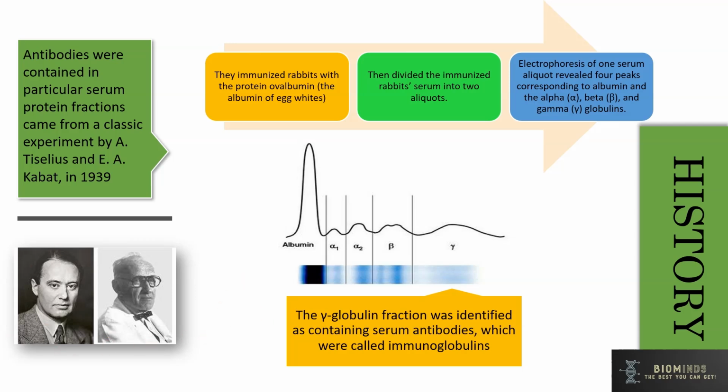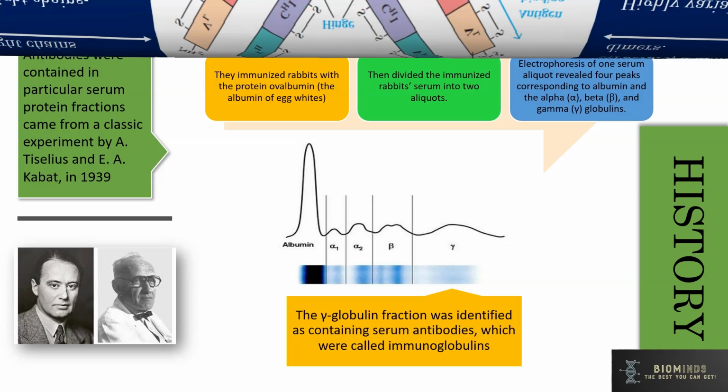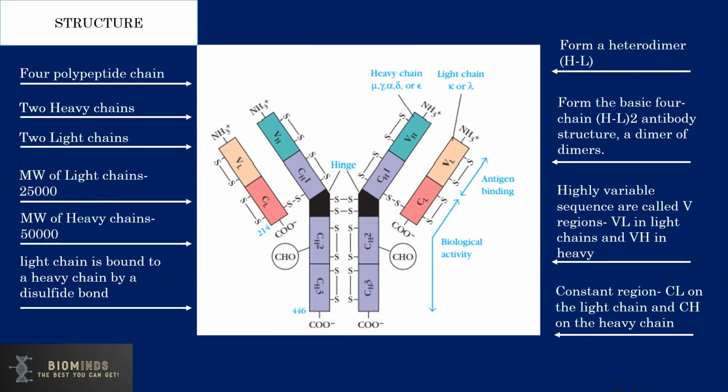So next topic is the structure. As we all know, the structure is Y-shaped. Antibodies are protein in nature. If it is protein, then it is a product of a gene, which is protein, or you can say peptide. So antibodies are protein in nature, just remember this.